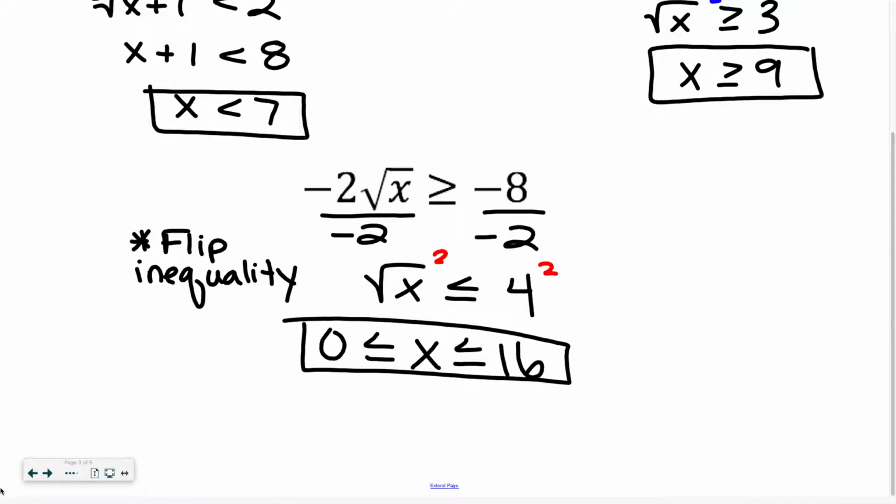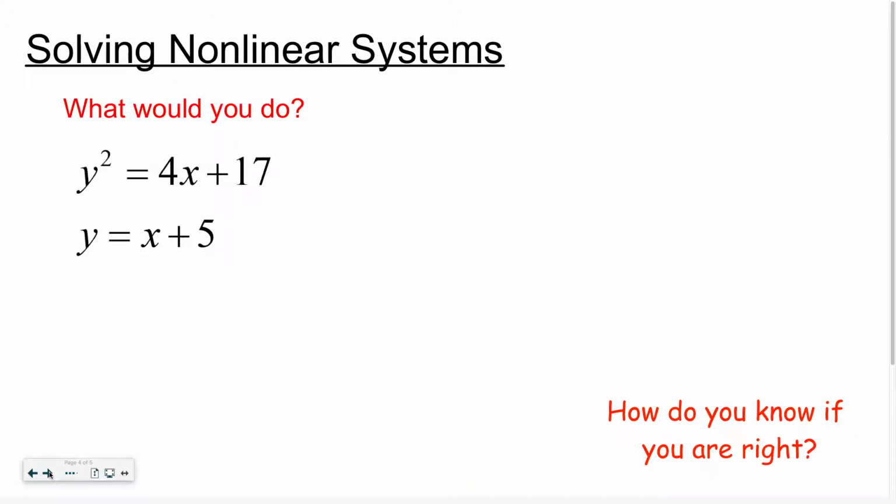Okay, one more. You try something. What would you do to solve this system? I'm just going to let you chat out ideas with your group members. So y squared equals 4x plus 17 is one equation that we know. Y equals x plus 5 is a second equation that we know. And I'm asking you to solve a system. What is the x and y that works for both?